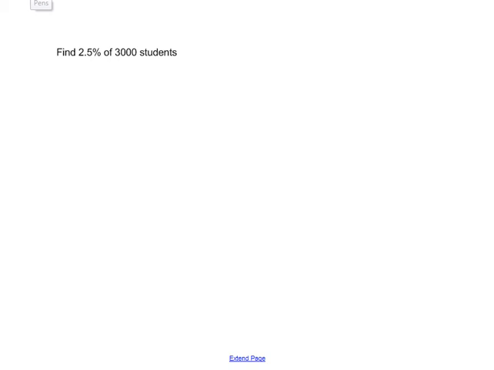Find 2.5% of 3,000 students. So we're trying to figure out how many students that would mean if we were trying to find 2.5% of them. Anytime we have a situation where we're finding a percent of some value, and this is also going to be true if we have a fraction of some value, and some of you may remember this from your arithmetic class, a percent of or a fraction of some number, that "of" will always mean to multiply.